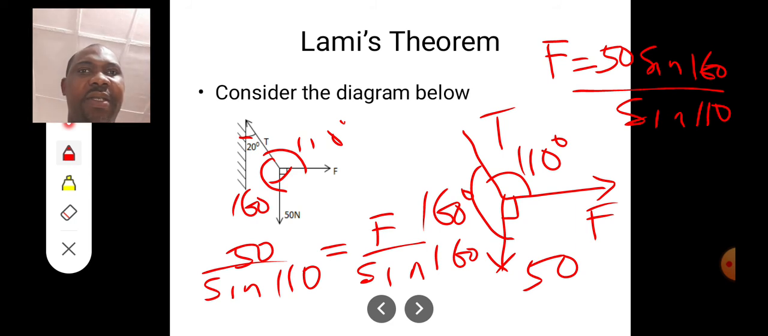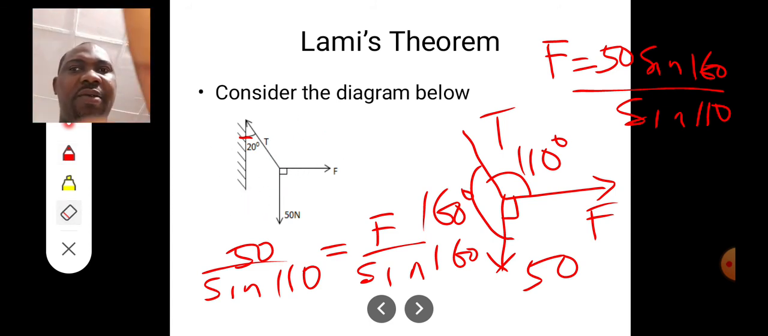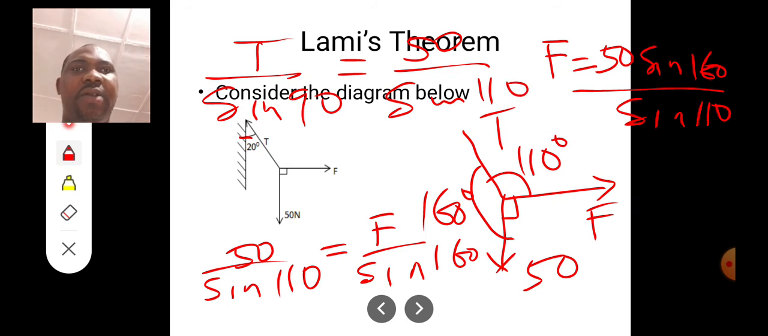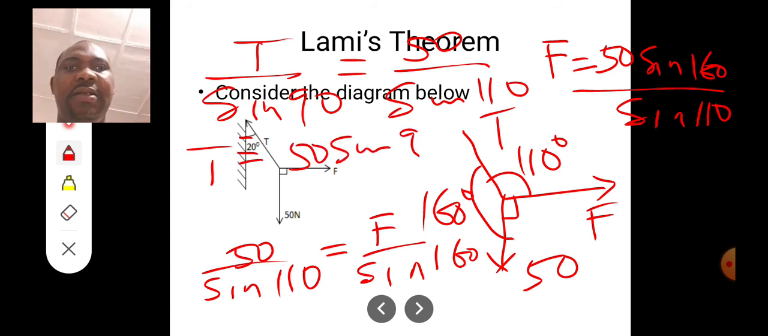The same thing with T. If you want to find T, maybe I rub this off. T is facing 90, so I can say T over sine 90 is equal to 50 over sine 110. So we can cross multiply to find the value of T. That means T now will be 50 sine 90 divided by sine 110.